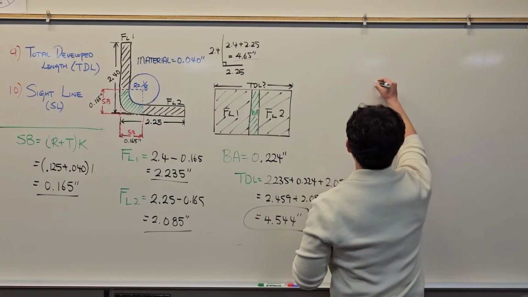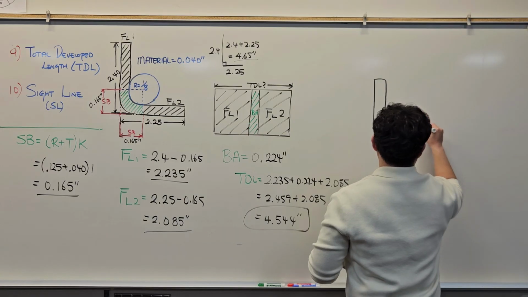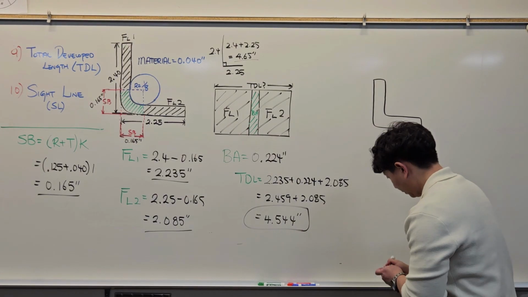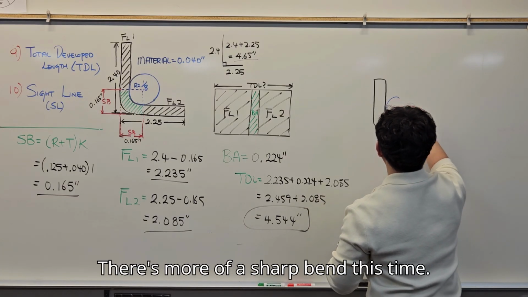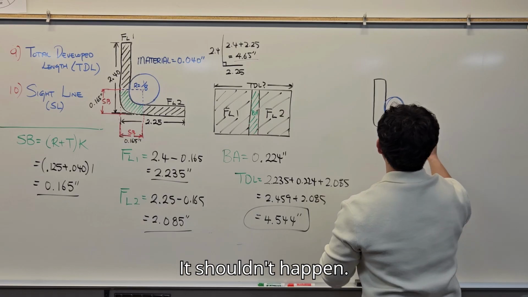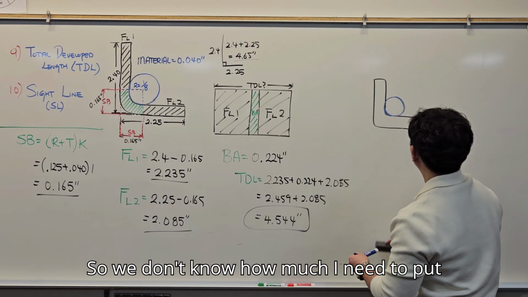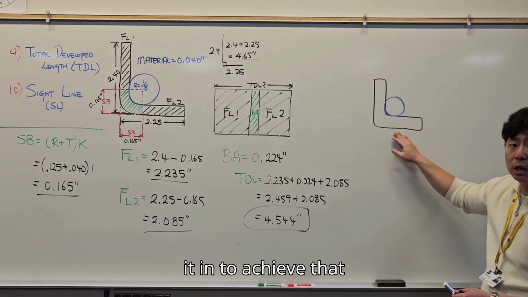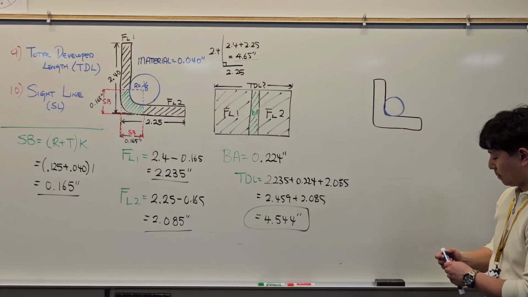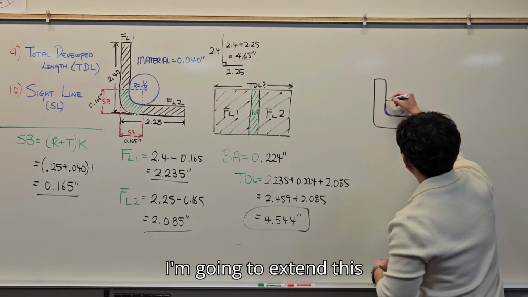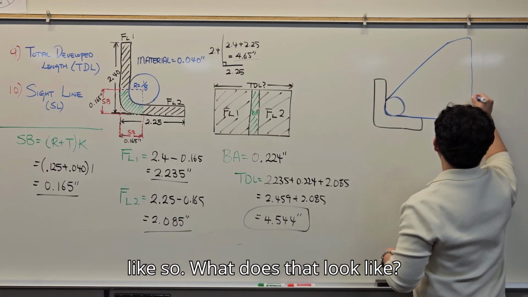So, I'm going to draw again. There's more of a sharp bend this time. That's my radius, my ball. So we don't know how much I need to put it in to achieve that exact distance, correct? I'm going to extend this like so. What does that look like?